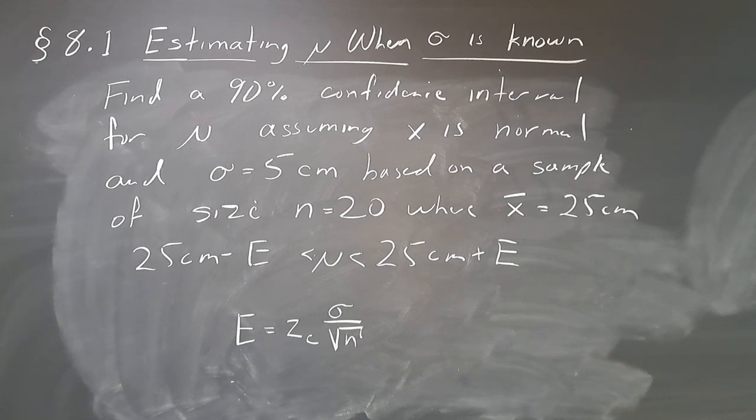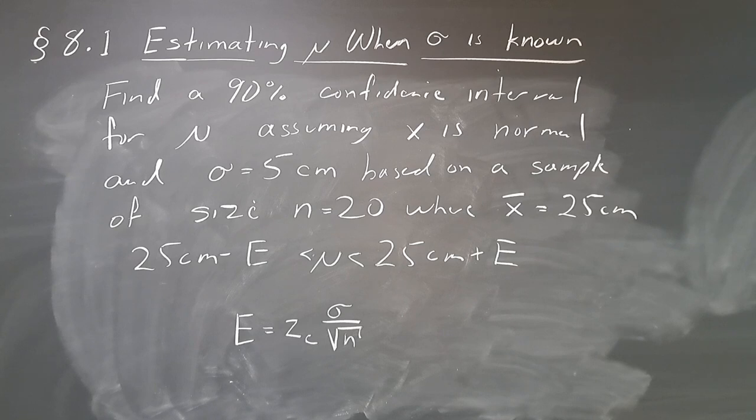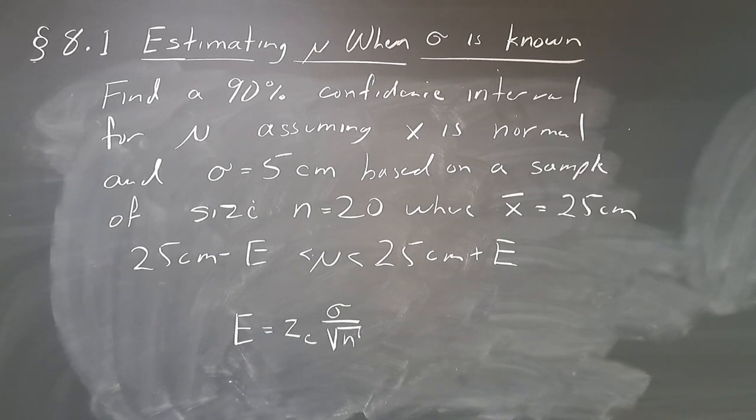So we already know what sigma is. That's just the population standard deviation that we already know is 5 centimeters. We already know what n is. That's 20. The only thing that you don't know is ZC. So I'm going to tell you right now that C is that 90%. That doesn't mean ZC is 90%. I'm going to tell you how to find ZC in just a second. But the C is 90% or 0.9.